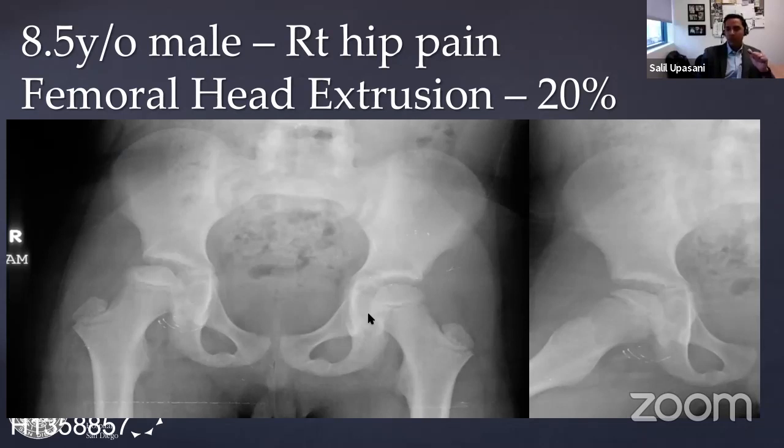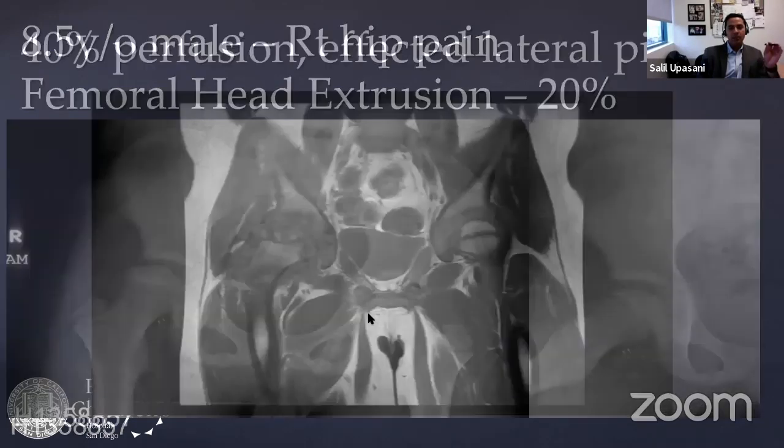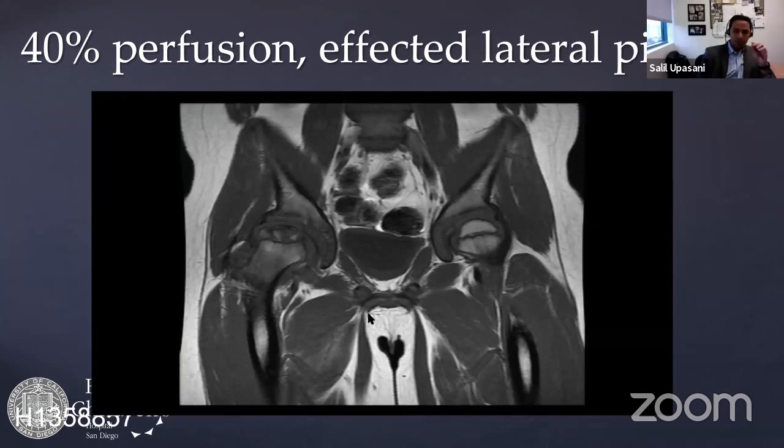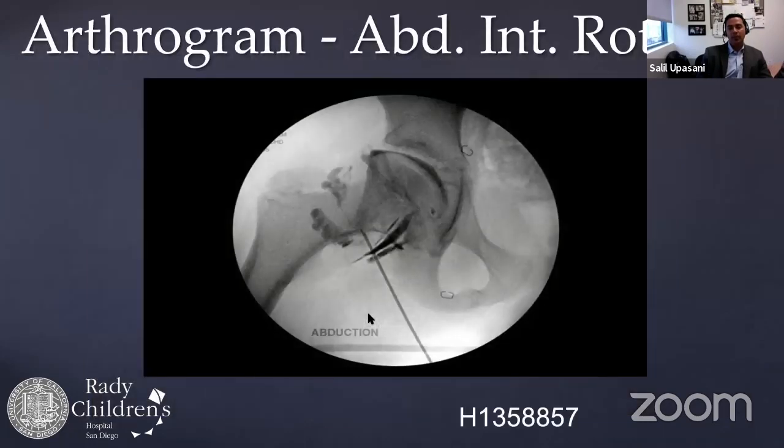Maybe Manoj could help me with this case. So an 8.5-year-old male, right hip pain, femoral head extrusion of about 20% on that AP pelvis X-ray. Here's his perfusion MRI. So basically just 40% perfusion affected. And you can see that lateral pillar is preserved. This is what his arthrogram looks like with the abduction internal rotation view. What does this image help you with, Manoj?